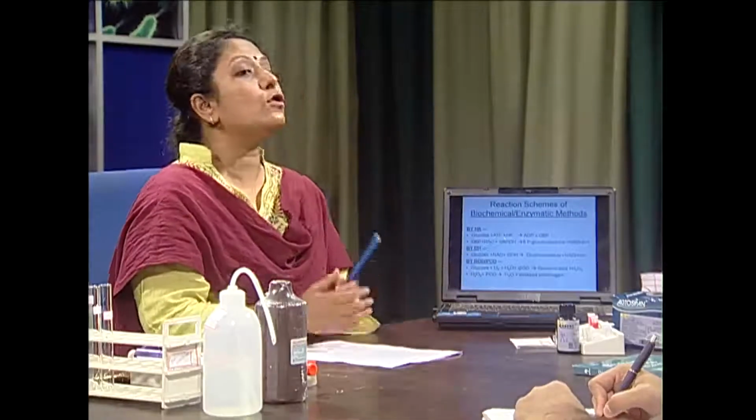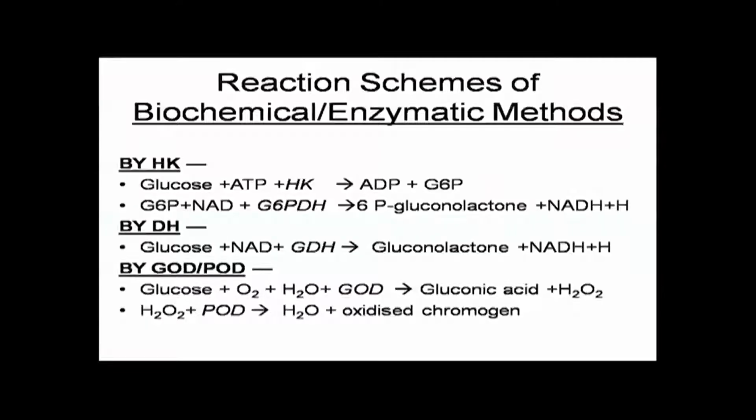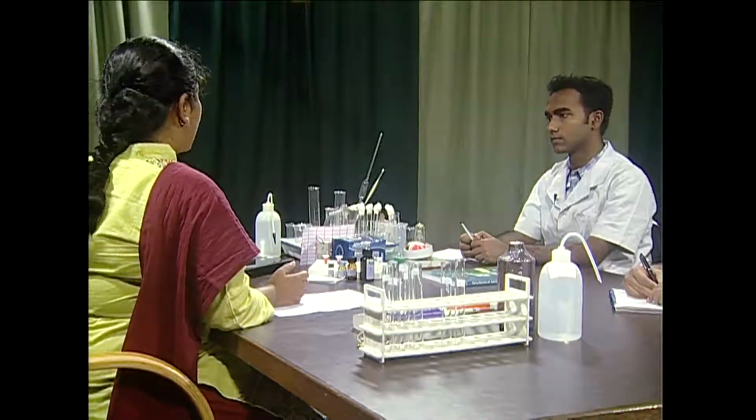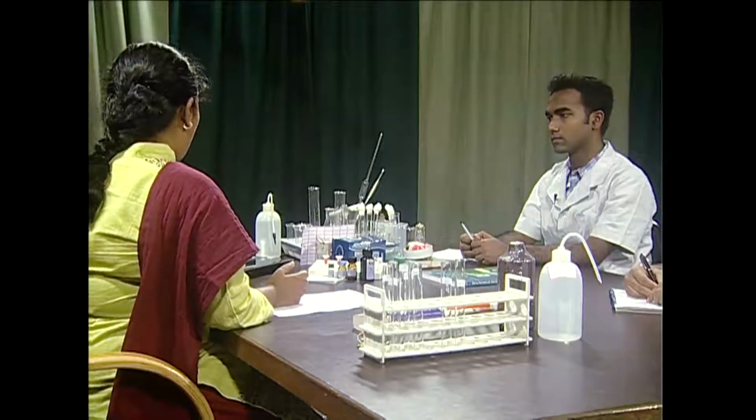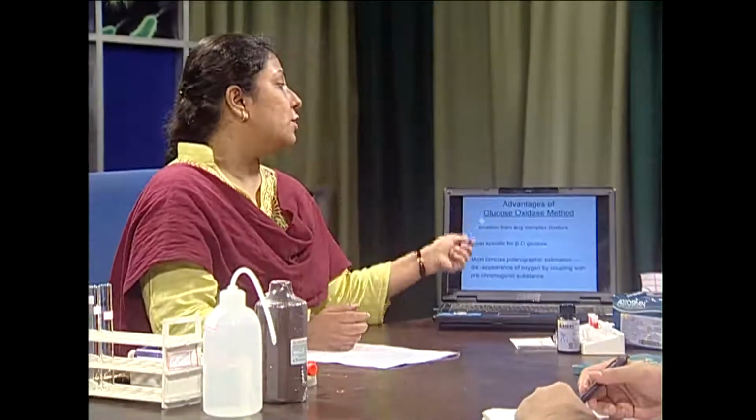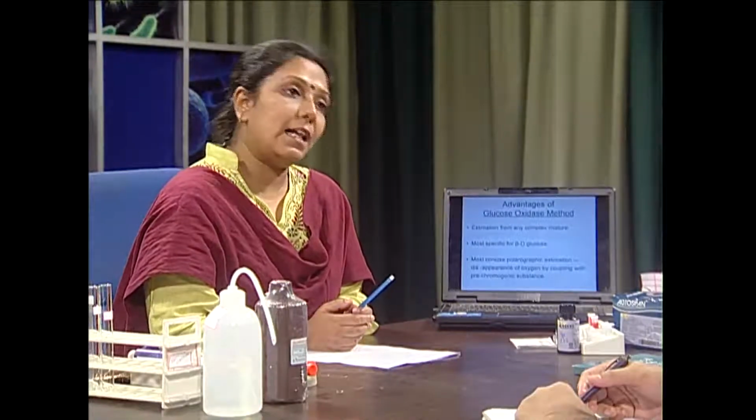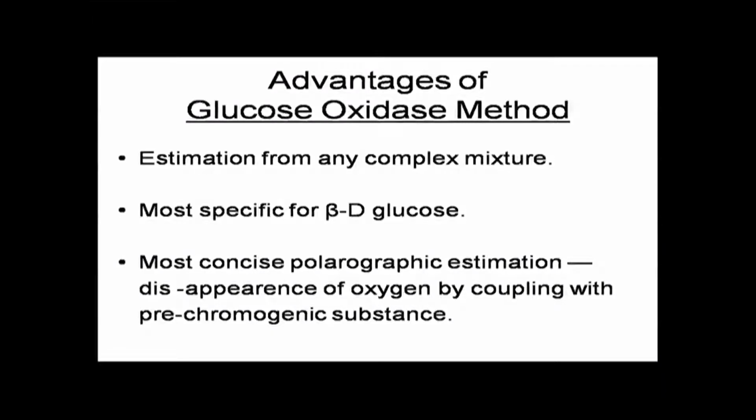But in the case of the glucose oxidase peroxidase method, glucose is oxidized to gluconic acid with the help of the glucose oxidase enzyme. Along with that, hydrogen peroxide is also produced. But unfortunately, neither of the products can be estimated directly. So, we have to couple this reaction with the peroxidase reaction, where H2O2 is converted to H2O and molecular oxygen. Now, the advantages of the glucose oxidase method over other methods include the specificity of the reaction.